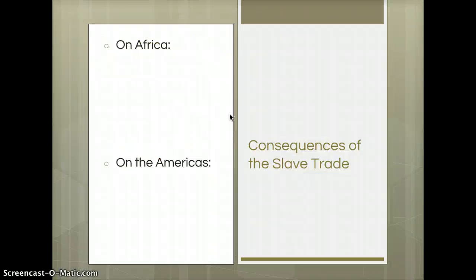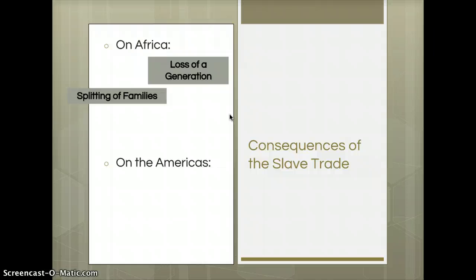So let's look at the consequences of the slave trade, which are enormous, right? So on Africa, there's a loss of a generation, right? You're not taking the old and the sick from Africa, you're taking the young, the healthy, the workforce. So you lose this entire generation to the slave trade. The splitting up of families, right, has enormous consequences, as families are not only split up in Africa, but once they get to the Americas, they are often sold to different owners.